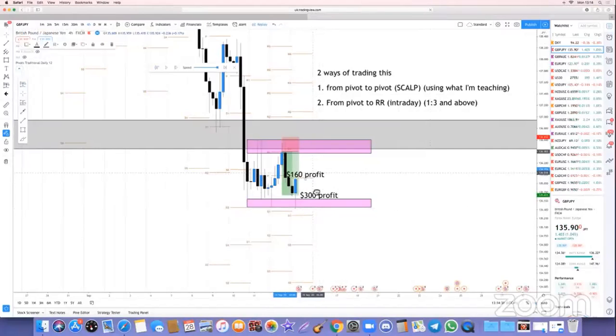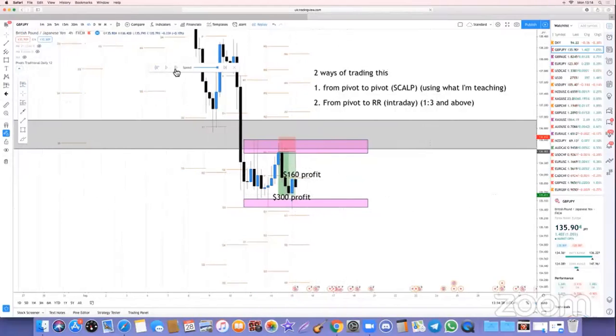Let me move these over here so we can continue. So the price is, okay, here we are. This price down here, in fact, I'm going to get rid of these so you can see it clearly. First trade was a winner.